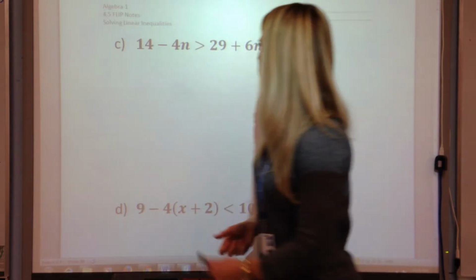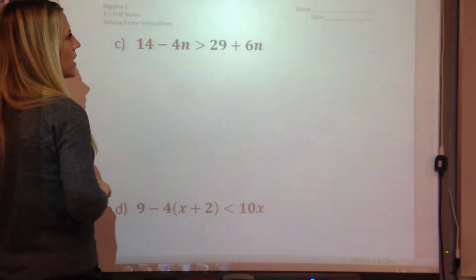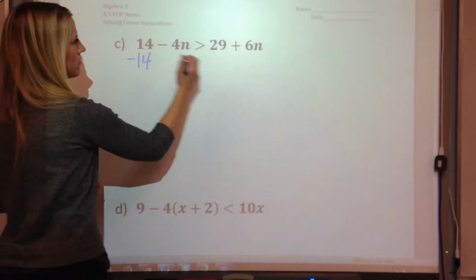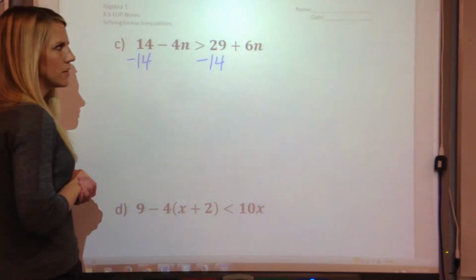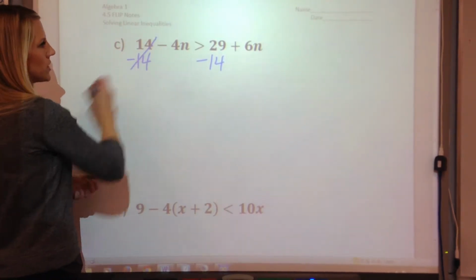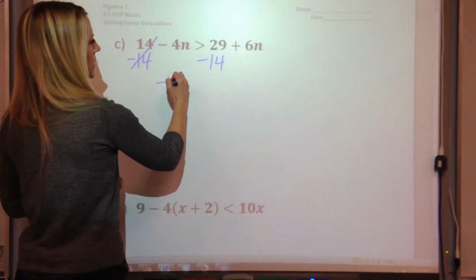So with this one, I don't know, maybe I'll start with subtracting 14. Again, lots of different ways to even get this problem started. Negative 14 plus 14 is 0, so I'm left with negative 4n.